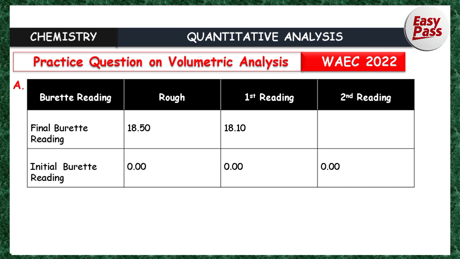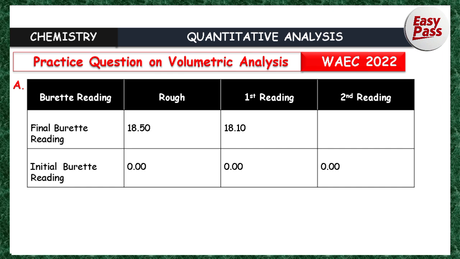Because we assume that there are some particles inside the burette or pipette, the rough might clean them up. You find out that when you titrate the first time, the rough is supposed to be higher than the first reading and the initial reading, in order for you to have a clear reading. You must carry out the rough to clean up the apparatus.